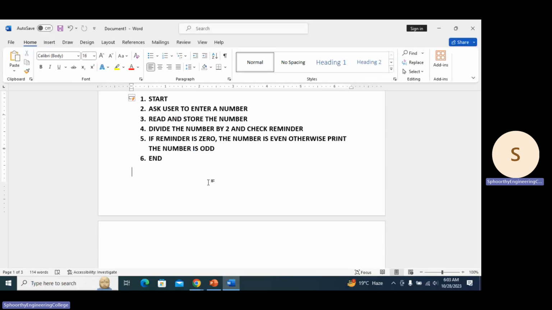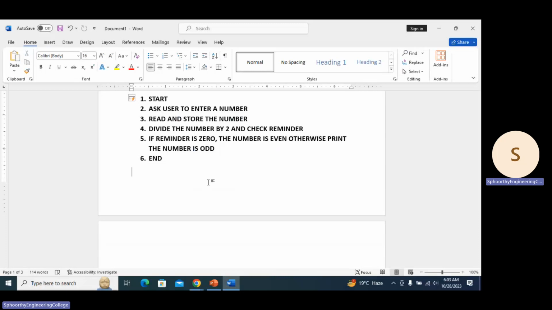So what is an algorithm? It's a systematic approach, a step by step process to solve a particular problem. That is the definition. And using simple English, we write an algorithm, and an algorithm generally starts with a start symbol and ends with an end symbol. So in between start and end, you are going to write the steps involved to solve a particular problem. So this is the meaning of algorithm. I hope the word algorithm is clear to everyone.